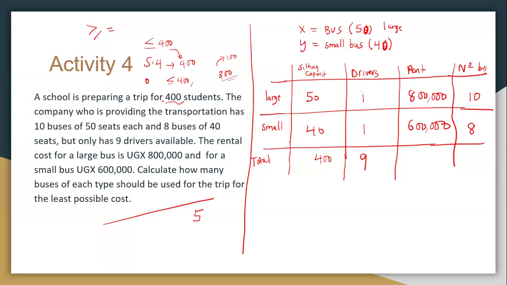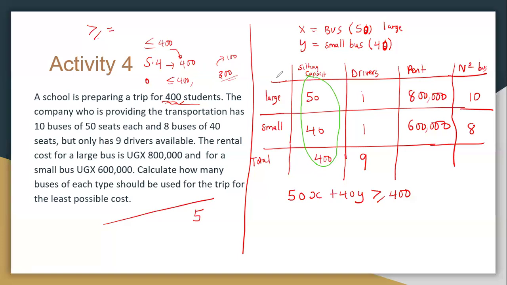So here, when they say we are preparing for 400 students, it is always better to plan ahead than to plan less. So the inequality we are going to use for that particular one is 50x plus 40y is greater than or equal to 400, because you want to make sure that all the 400 children are going.